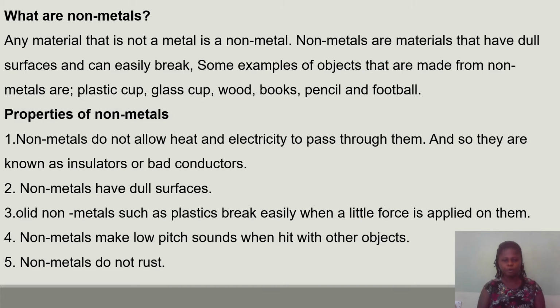Now let's look at the properties of non-metals. Non-metals do not allow heat and electricity to pass through them, unlike the metals. They have dull surfaces. Non-metals such as plastic break easily when a little force is applied onto them. They also make low-pitched sound when hit with other objects. Non-metals also do not rust. Unlike metals that rust, non-metals do not rust.